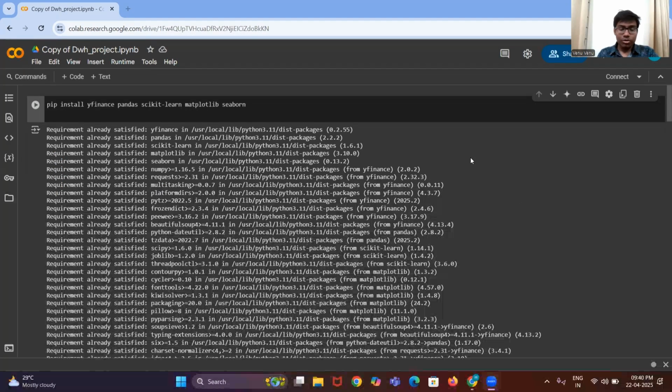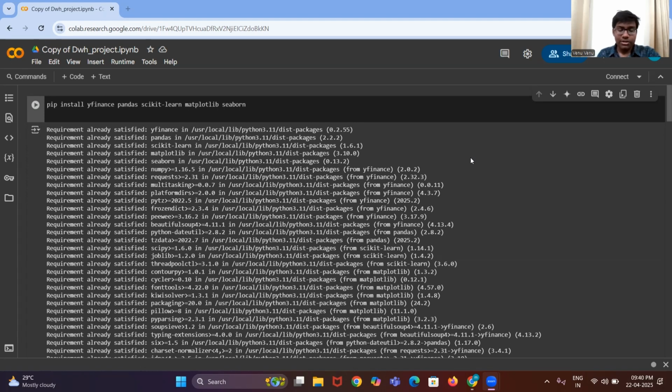Let us see what is XGBoost. XGBoost is a powerful and efficient implementation of the gradient boosting algorithm. It is widely used in machine learning tasks due to its high performance and scalability. Now, let us see what is XGBoost regression. XGBoost regression is a type of supervised learning algorithm used for predicting continuous values. It builds an ensemble of decision trees where each tree corrects the errors of previous trees.